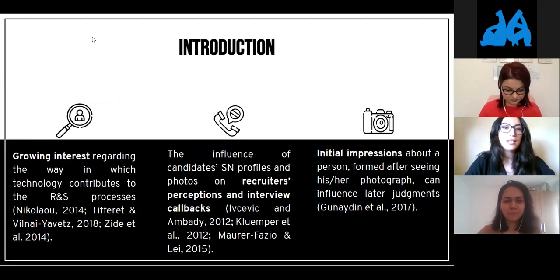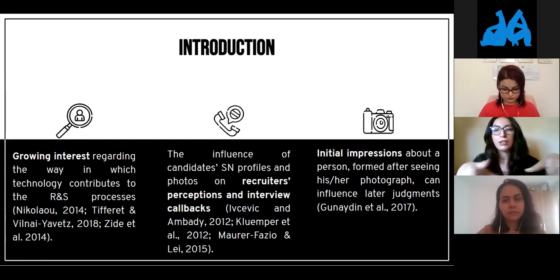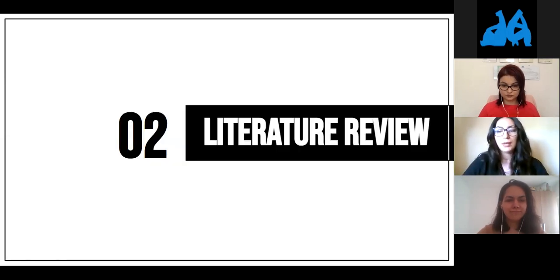So nowadays there's a growing interest regarding the way technology influenced the HR area, mainly the recruitment and selection processes. Also, there is an interest regarding the influence of candidates' social network profiles and photos on the perception of the recruiters and the interview callbacks. This is because the initial impression about a person formed after seeing his or her photo can influence later judgments and form opinions. And now my colleague Iulia will present you the literature review part.